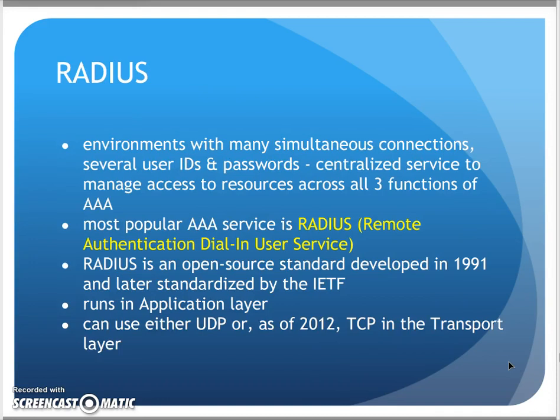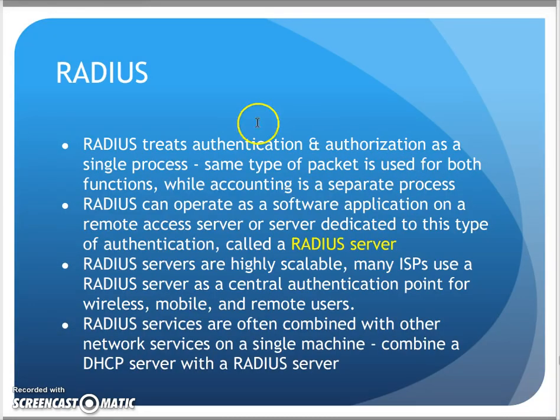Radius, or Radius servers. Now I can have a centralized service to manage resources over all three functions, all AAA. The most popular AAA service is Radius, and this was an open source standard developed in '91. Internet Engineering Task Force. It runs at the application layer and can be used with either UDP or TCP as of a handful of years ago. With Radius, your authentication and authorization are basically treated as one single process, so it's streamlining the first two A's.